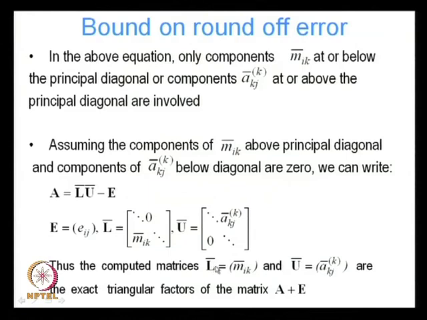Thus, the computed matrices L bar and U bar are the exact triangular factors of the matrix A plus E. So, LU we thought was the triangular decomposition of A, but because of round off errors we are going to get L bar U bar, and L bar U bar is the exact decomposition of A plus E. So, now we have transferred the error into a perturbation in A. The original matrix A plus some perturbation matrix E is going to give me L bar U bar. L bar U bar includes the effects of all the floating point errors.